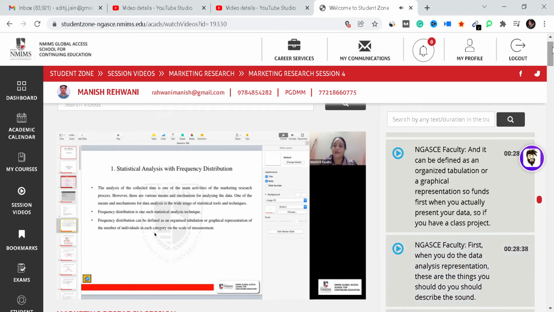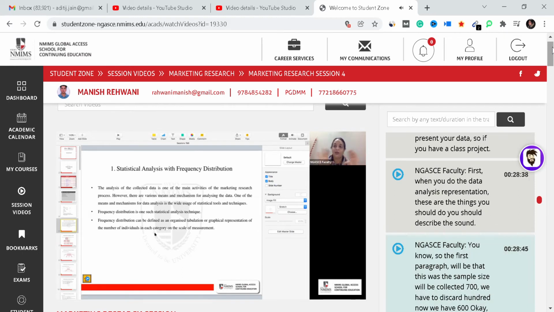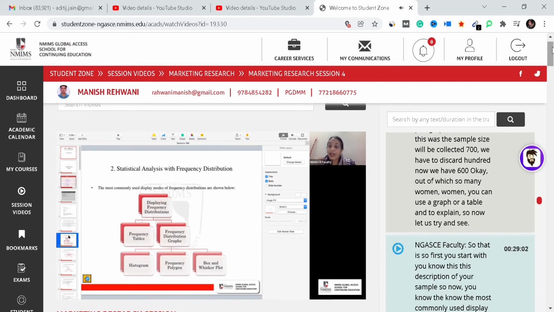You should describe the sample. The first paragraph will be that this was the sample size. We collected 700. We had to discard 100. Now we have 600, out of which so many were men, women. You can use a graph or a table to explain. So first you start with this description of your sample.